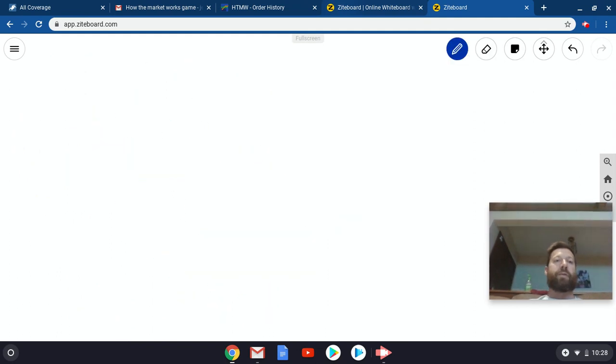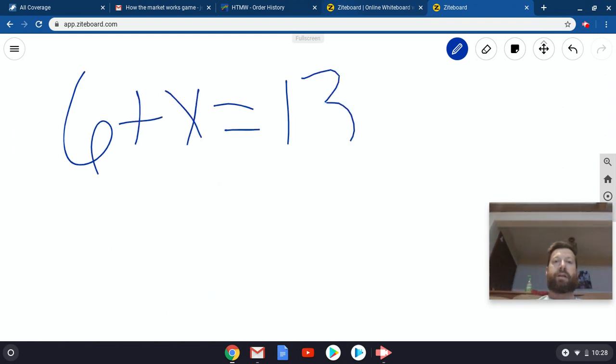All right, I'm going to do another one that's very simple. Let's do 6 plus x equals 13. Another very easy problem right here. And I need to get rid of this 6 so that I can get this x right here all alone. So in order to get that x alone, I need to get rid of the 6.